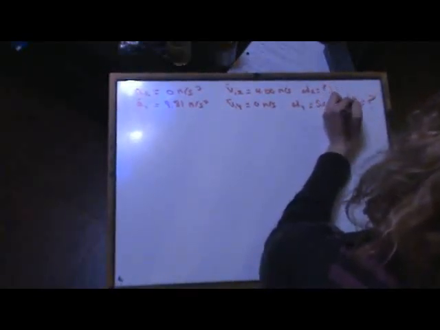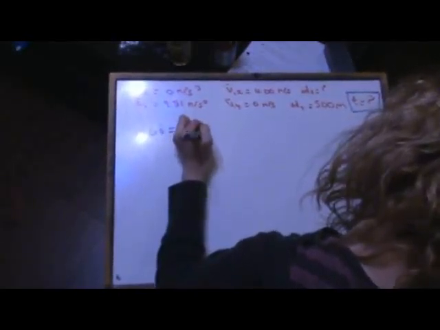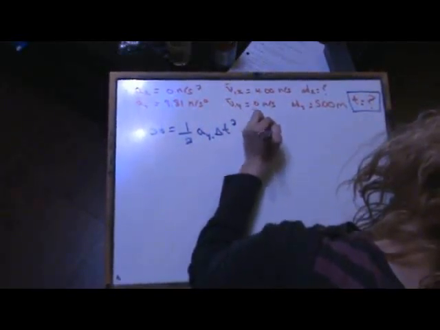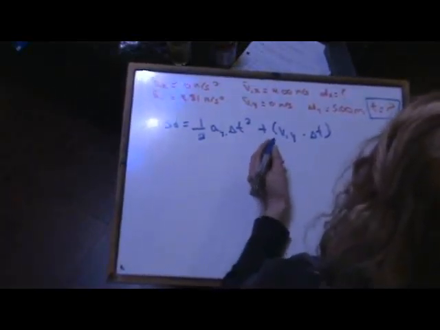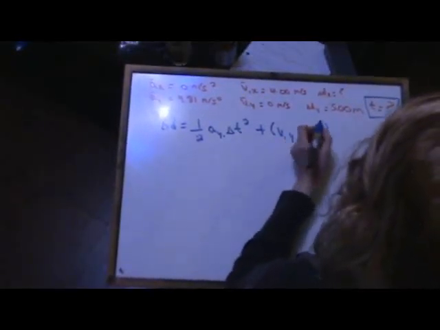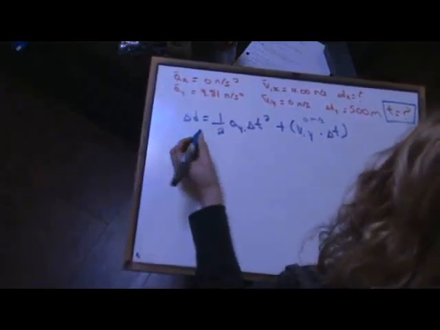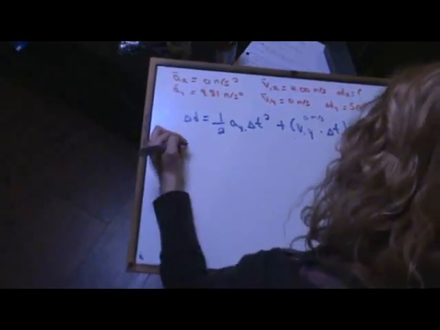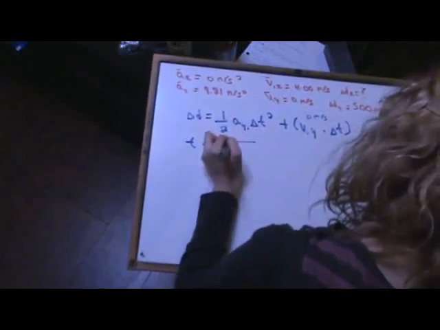First, find time to hit the ground using the given formula. Delta dy equals 1/2 ay delta t squared plus v1y delta t. We know that v1y equals 0 meters per second, therefore it can be cancelled out. We are now left with delta dy equals 1/2 ay delta t squared. Isolate for t, therefore having delta t equals the square root of 2 delta dy over ay.